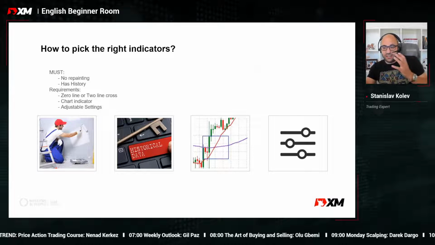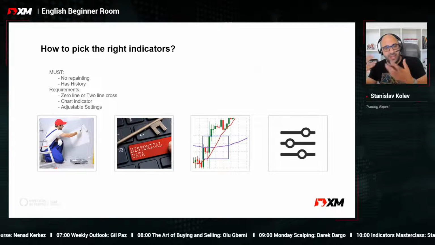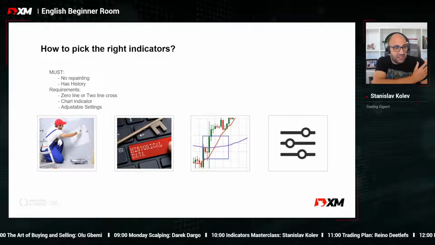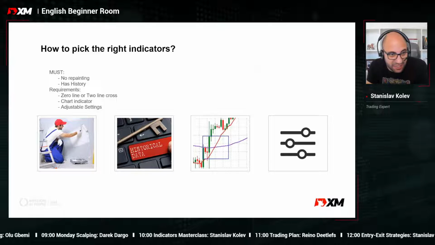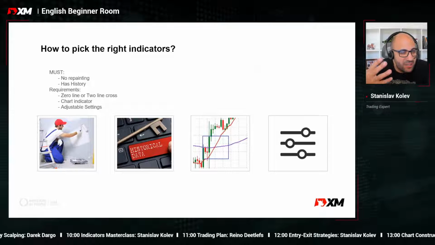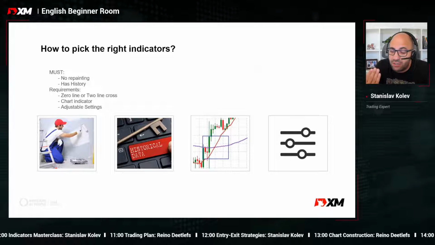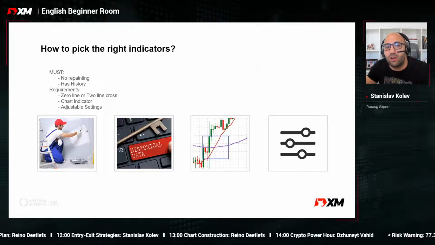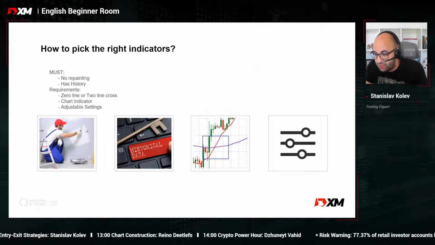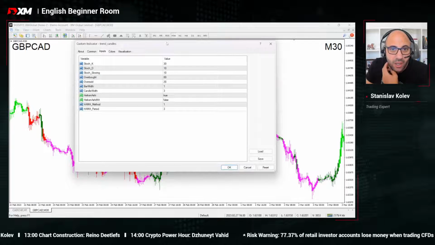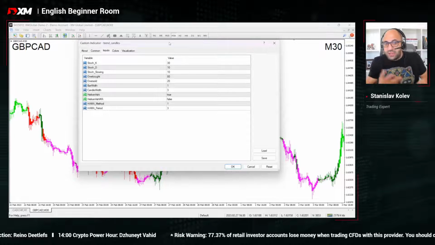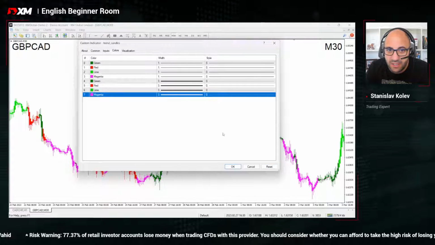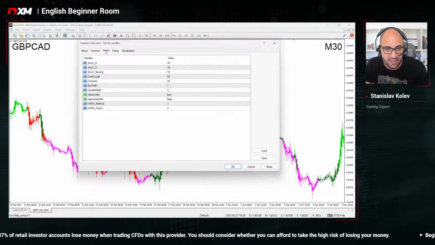First, it is not repainting. I have been testing it on 5 different charts. It has history by itself, the indicator itself. Requirements: it's not a zero line or 2-line cross, but it's a chart indicator. So you have a visual flipping of colors, and it also has adjustable settings, as you could see right up here. So there are a few things that you could change and understand from it. I'm going to reset it right now so we have the general settings and everything is just as it is.